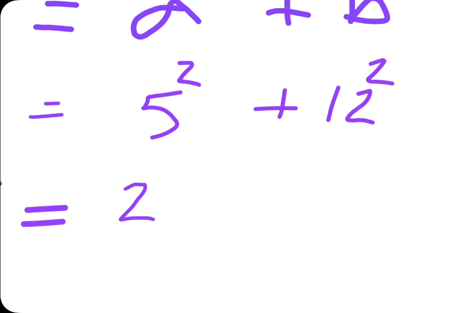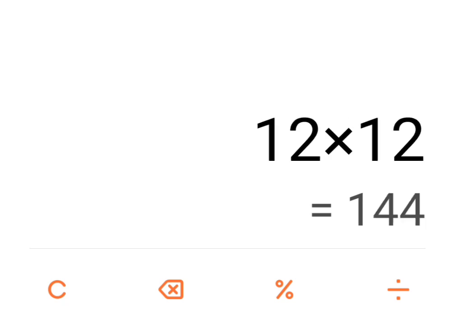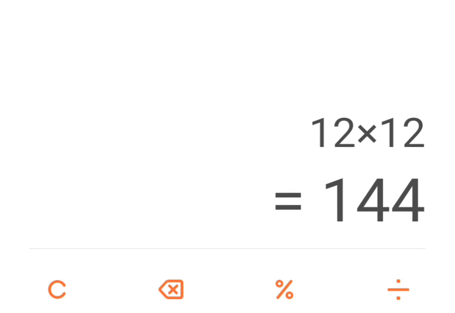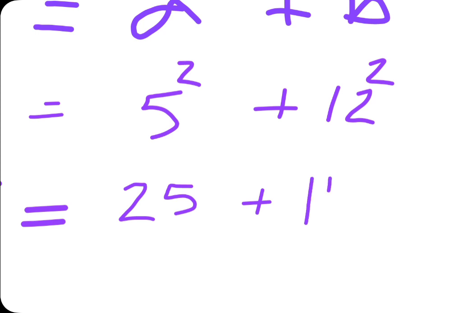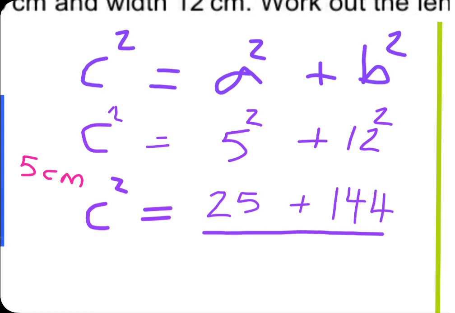So it's 25. Good. And then 12 squared is what? 12 times 12. Now for big numbers, you have to use the calculator to make sure that you got the answer. Now let's use the calculator to find 12 squared. So it's 12 times 12 equals 144. Very good. Now let's go back. So 12 squared is 144. Very good. And now, when we add these together, 144 plus 25 equals what?